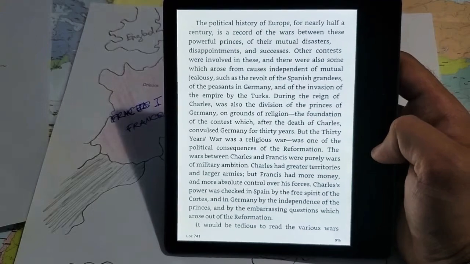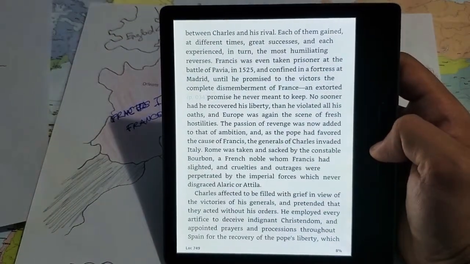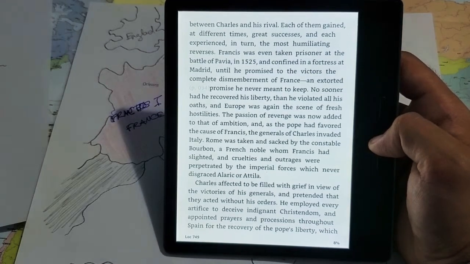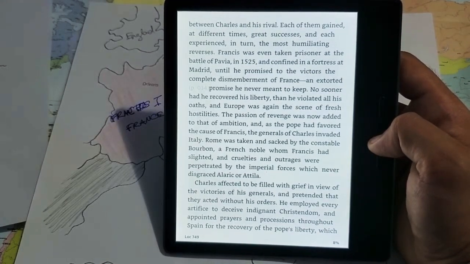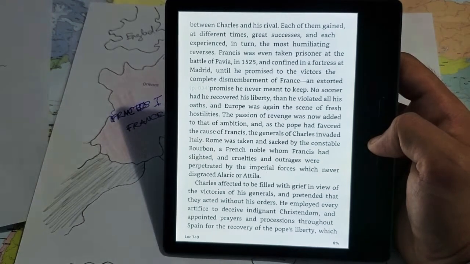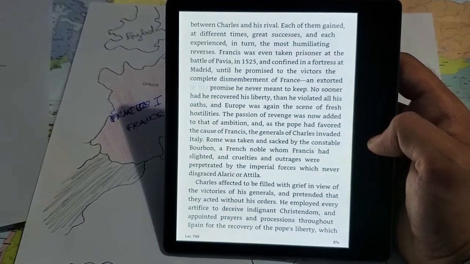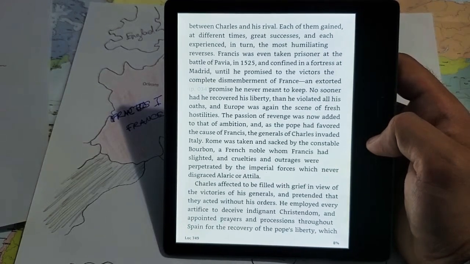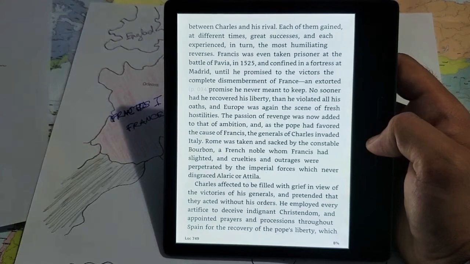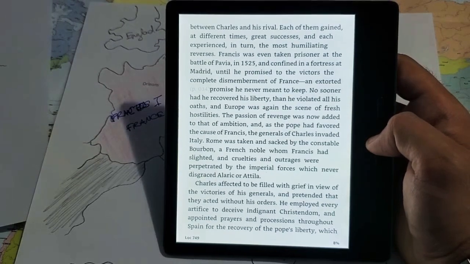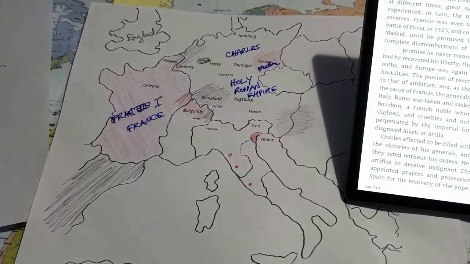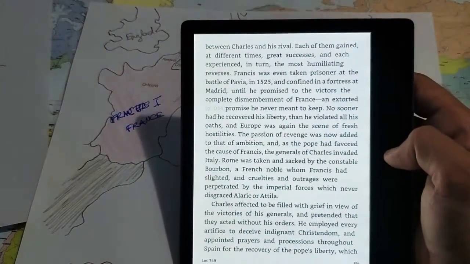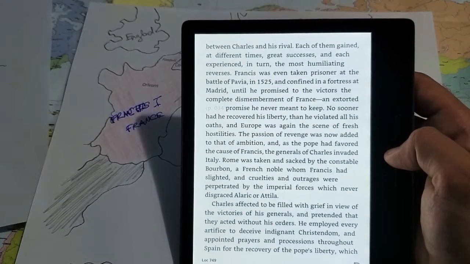It would be tedious to read the various wars between Charles and his rival. Each of them gained at different times great successes, and each experienced in turn the most humiliating reverses. So you win, you lose, you win, you lose. Francis was even taken prisoner at the Battle of Pavia in 1525 and confined in a fortress at Madrid until he promised to the victors the complete dismemberment of France. So the French king was kidnapped, and he swore that he would give up his empire. An extorted promise he never meant to keep.